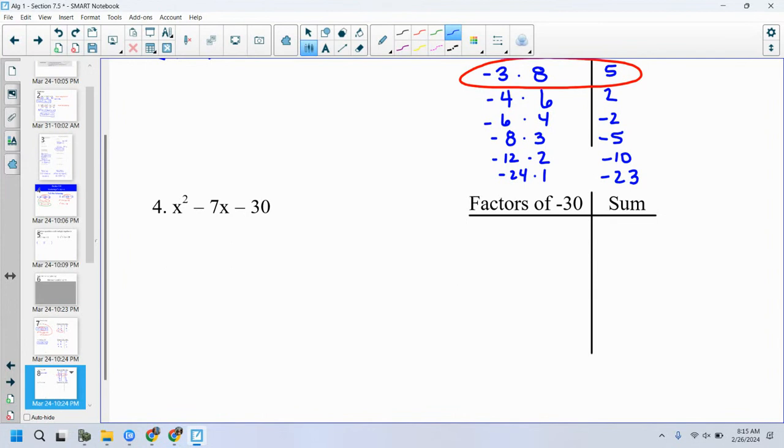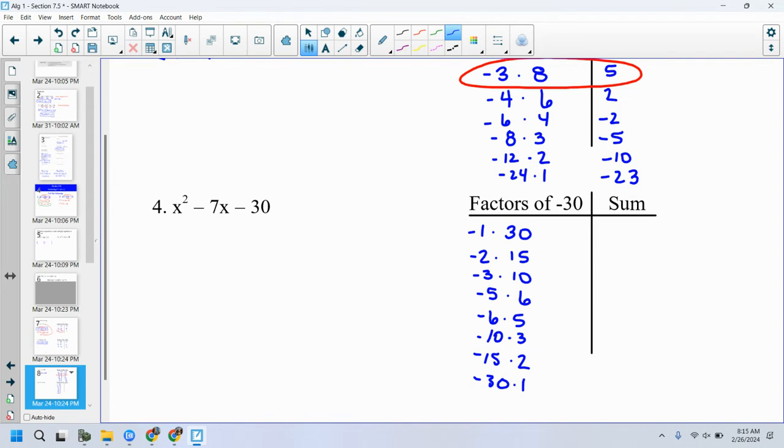Okay, factors of 30. Negative 1 times 30. Negative 2 times 15. Negative 3 times 10. Negative 5 times 6. And then I could loop that back around again with the opposite factors: negative 6 and 5, negative 10 and 3, negative 15 and 2, negative 30 and 1.